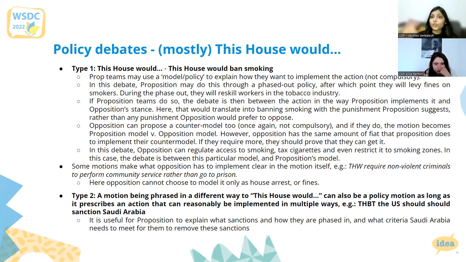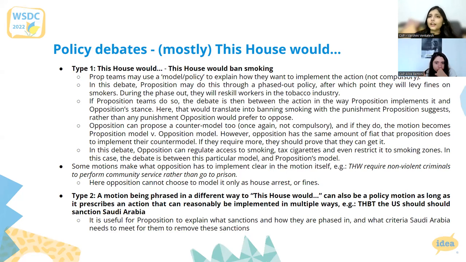Some motions, even though they're not phrased as "this house would," will still require models because there are multiple ways of doing a thing and the debate needs to be clear which way we mean. So if we said this house believes that the US should sanction Saudi Arabia, there are many, many ways to sanction them. You can put diplomatic sanctions, you can put economic sanctions, you can put arms sanctions. You can do one after the other based on how Saudi Arabia reacts. You can do just two. All of these are possible ways to sanction Saudi Arabia.